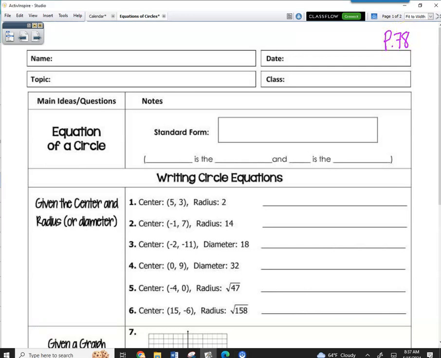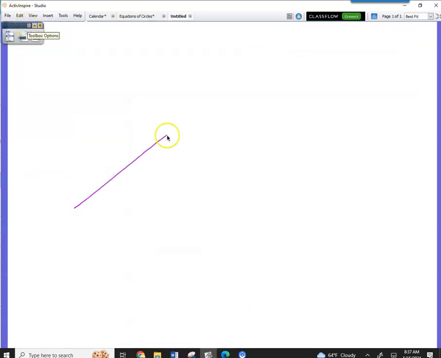Okay, we're looking at circles still, but now we're looking at the actual equation of a circle. What I mean is, if you go back to algebra one, here's a line, right? You know what I mean? And in algebra one you learned the equation of a line can be written y equals mx plus b. And m is the slope, b is the y-intercept.